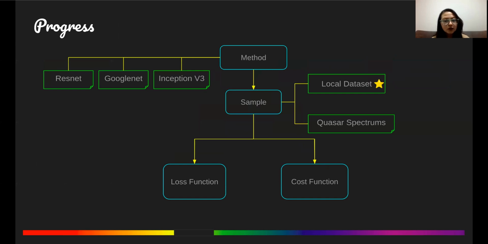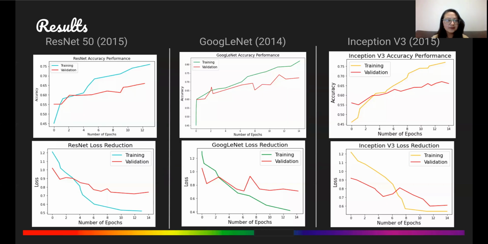Here we have the progress. So as I explained before, we have results of the first sample, which corresponds to the local data set with 800 common images. And the star in the diagram indicates that the next stage of this project is to apply these models to quasar spectrum.